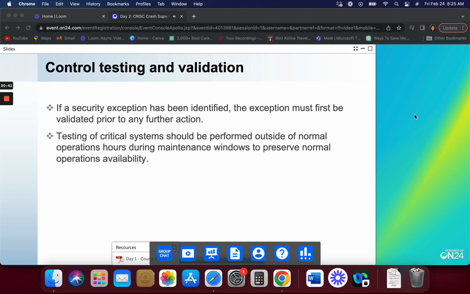Control testing and validation. If a security exception has been identified, again, before you run to fix anything or even report it, we first validate the security concern or exception before we do anything else. In other words, once you've identified a potential problem, you need to validate whether the problem is real before you actually act on it. That is true through another couple of questions as well. You'll see that in Domain 4. Testing of critical systems should always be performed outside of normal business hours during maintenance windows, so that way you don't disrupt the business itself with your own testing.